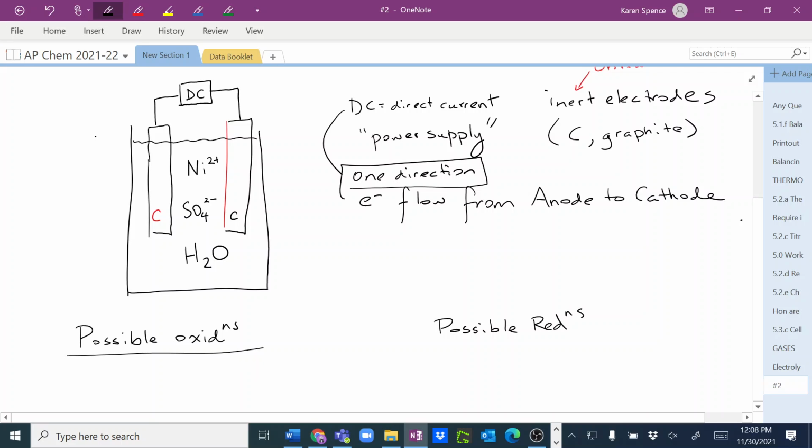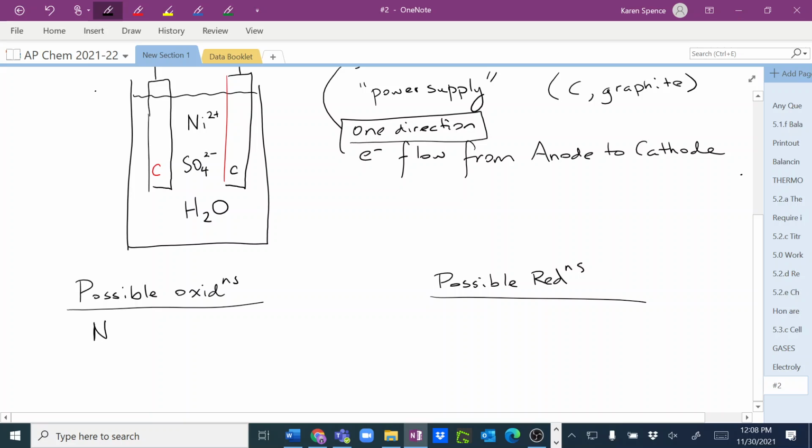So what are the things that could get oxidized? Is it possible for nickel 2+ to be oxidized? That would mean that the charge of nickel was getting bigger. Have we ever heard of nickel 3+ or nickel 4+? No. So nickel cannot be oxidized. It can only be reduced. So we will put it in our list of possible reductions.